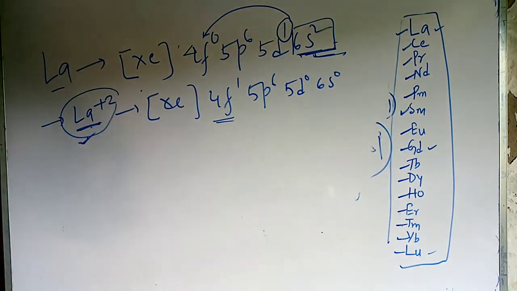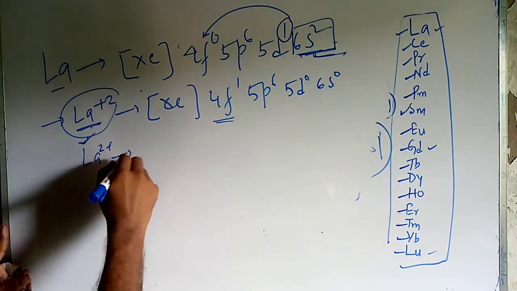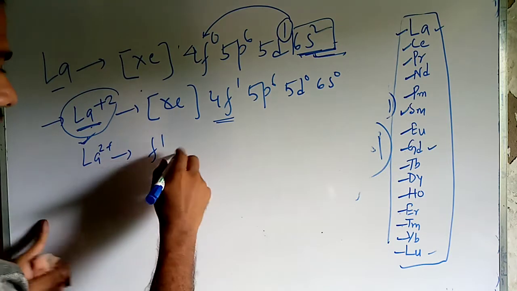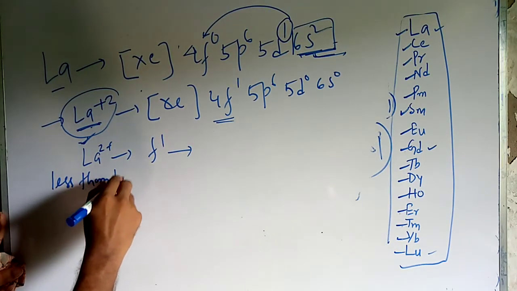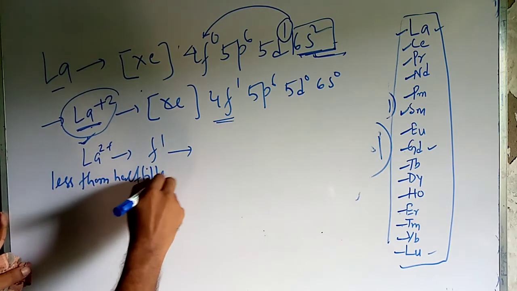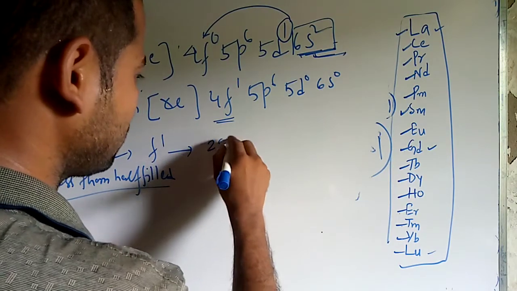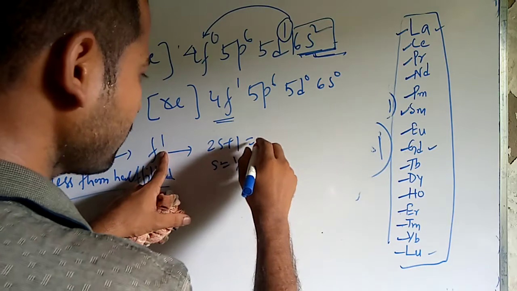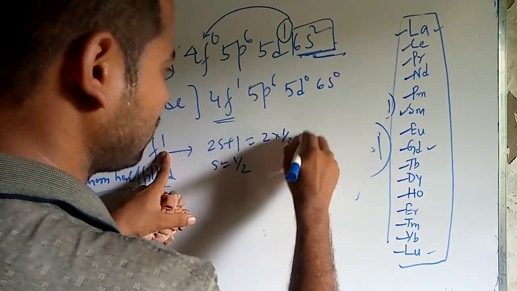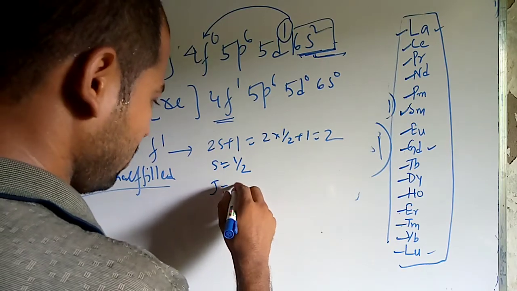Look at this very carefully. If you calculate the term symbol of lanthanide 2 plus, this is actually f1, which is less than half-filled in the case of lanthanide. We calculate 2S+1: S equals 1 electron, that is half, so 2 into half plus 1 is 2.